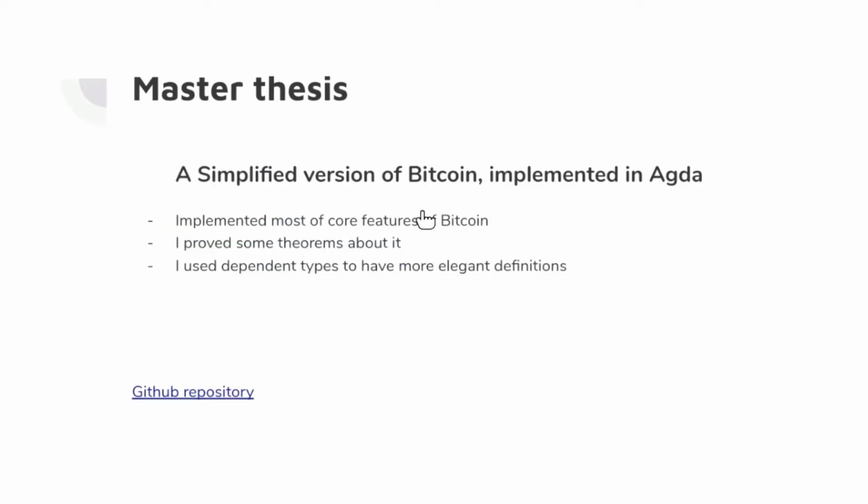My master thesis is a simplified version of Bitcoin implemented in Agda. I implemented most of the core features of Bitcoin. I proved some theorems about it, and I used dependent types to have more elegant definitions. Here is my GitHub repository for someone who wants to see it.